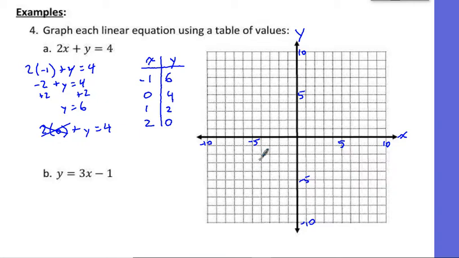Now that I have those points, I can plot them. Negative 1, 6, 0, 4, 1, 2, 2, 0. And you see this line starts to take shape. I'm going to do my best to graph this line without a ruler, because I can't get a ruler or straight edge onto the screen. So I'm freehanding this here.